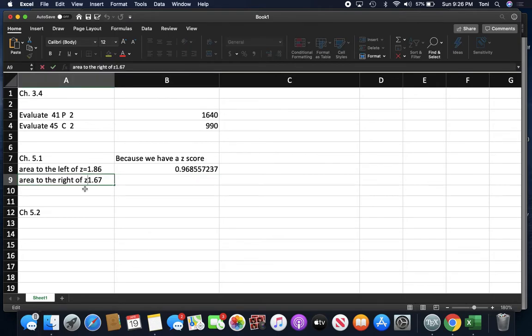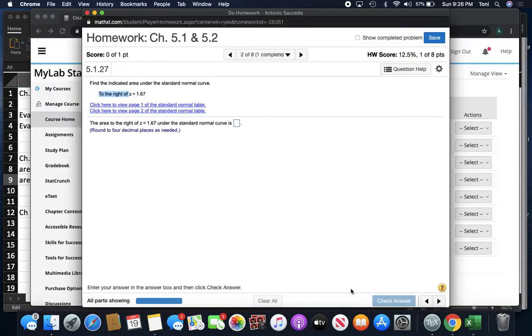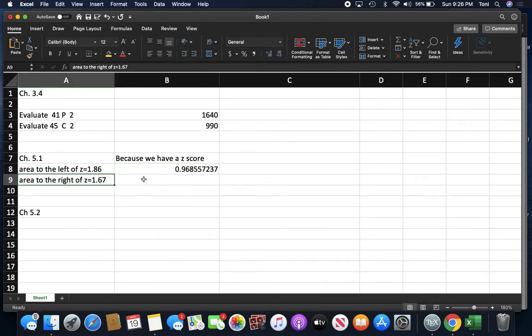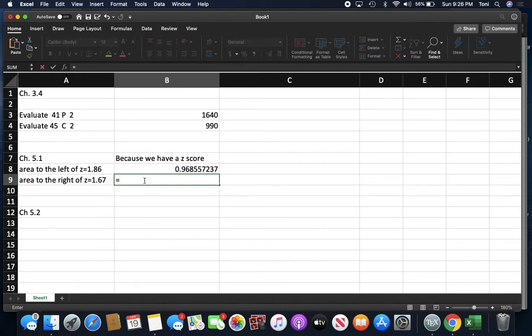I'm sorry, this is z equals 1.67. So once again, the function we're going to use is still the same one, norm.s.dist, but keep in mind that this function only finds the area to the left of any z-score. For this next problem, we want the area to the right, so we're going to use the technique that was introduced in the book. The way we're going to find the area to the right is 1 minus the area to the left.